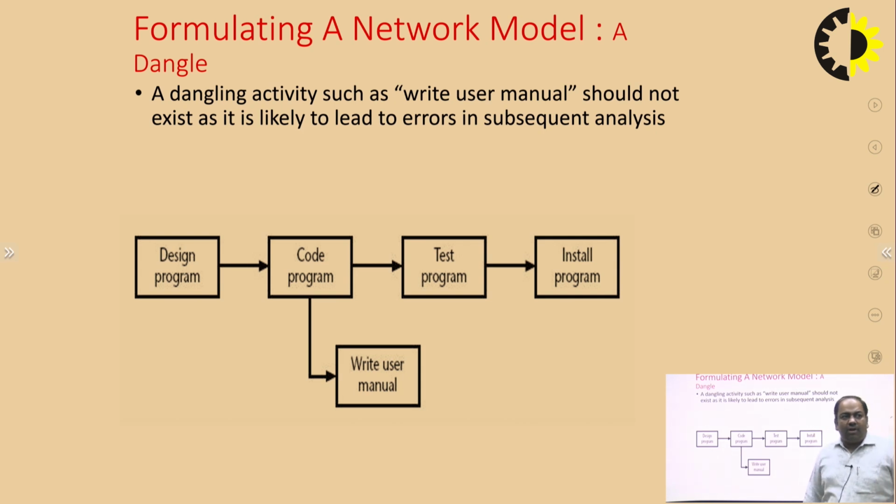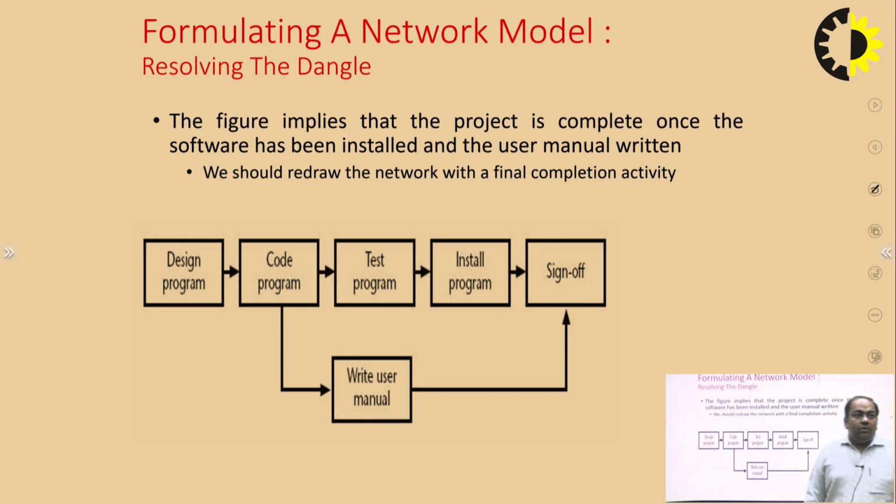Next, formulating a network model, a tangle. A tangle activity such as write user manuals should not exist as it is likely to lead to errors in subsequent analysis. We cannot write a user manual after the code. What we have to do is write the user manual after installation or training. So what we'll do? We first design a program, then we code a program, then we test a program, then we install a program, and we write a user manual while we do the coding. So how do we resolve this tangle?